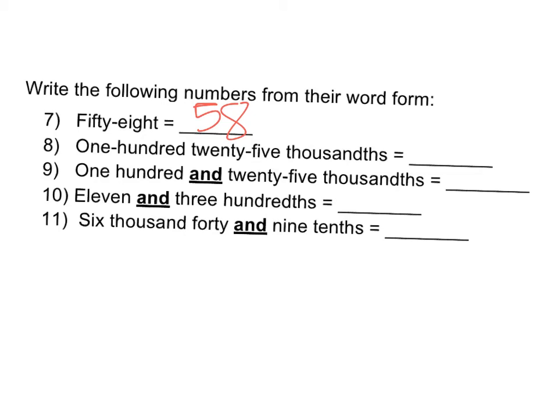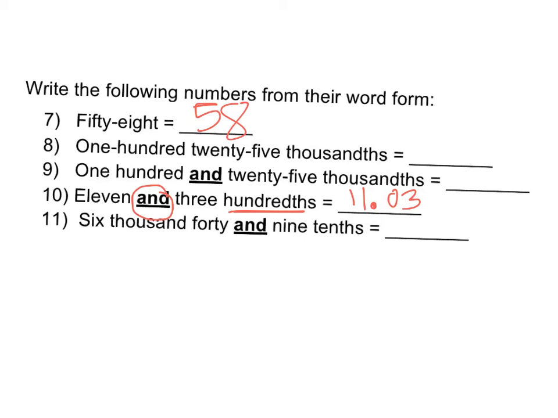Let's jump to number 10. It says 11 and 3/100ths. So we've got 11. It's easy. Remember that word and means put your decimal. And then 3/100ths. So we need to put a number in the hundredths place, and it should be 3 hundredths because it's just 3.